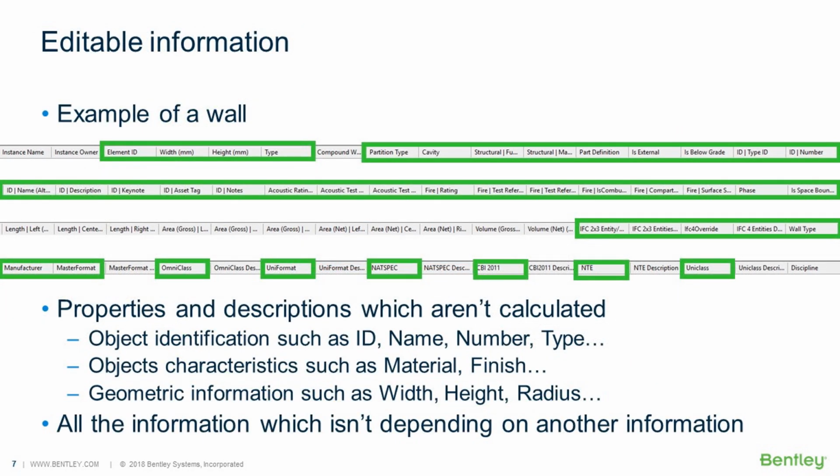A lot of information can be updated, enriched, populated with the bidirectional link between AECOsim Building Designer and Excel. Information related to object identification such as element ID, type, ID name, ID description can be updated. Objects properties such as material, finish, fire resistance, acoustic rating can also be added with the bidirectional link. Geometric information such as width, height, radius, section can be updated with the bidirectional link because they are values usually defined by the user. Geometric information which is not calculated by the application itself can be edited.